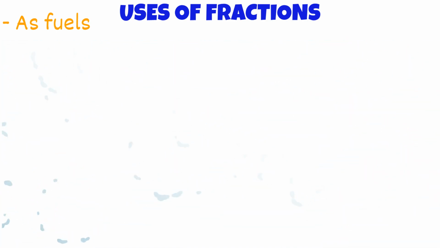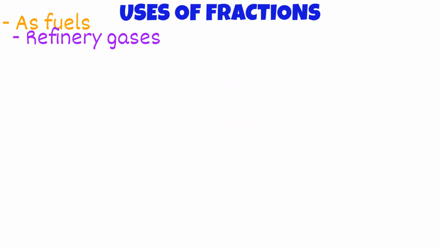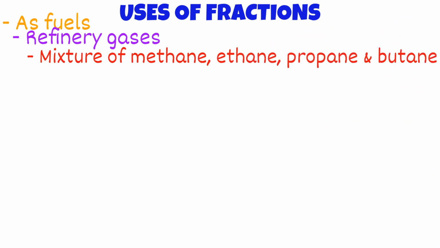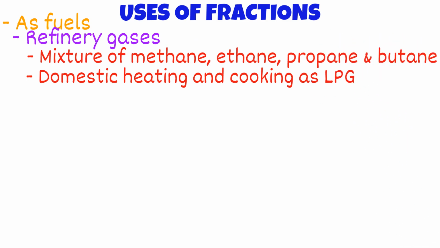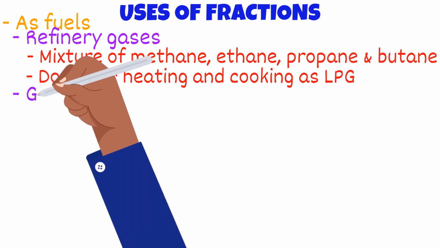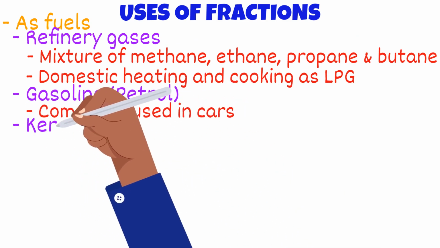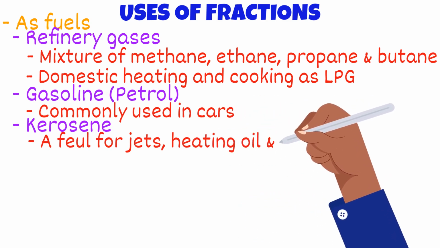Some examples of fuel include refinery gases. A refinery gas is a mixture of methane, ethane, propane, and butane. It's used for domestic heating and cooking as LPG or liquefied petroleum gas. Gasoline or petrol, commonly used in cars. Kerosene, which is a fuel for jets and heating oil and used as paraffin.